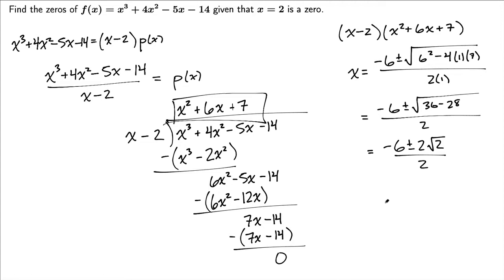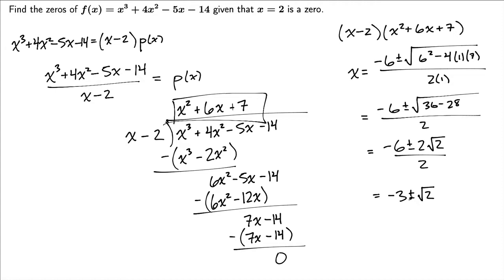And then we can go ahead and divide by the 2. And so we get negative 3 plus or minus the square root of 2. And those are our other zeros for this polynomial. Okay, so we know x equals 2 is a 0. That led us to a factored form where we had a quadratic, and we could then find the zeros of that quadratic.